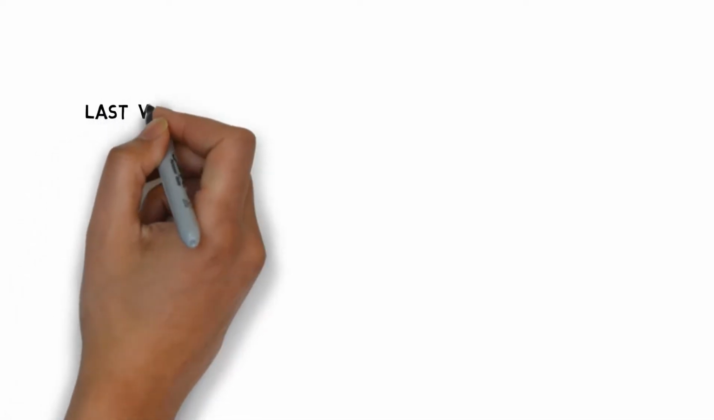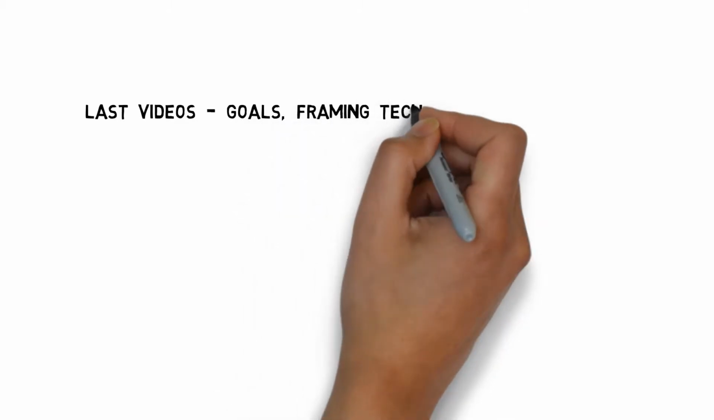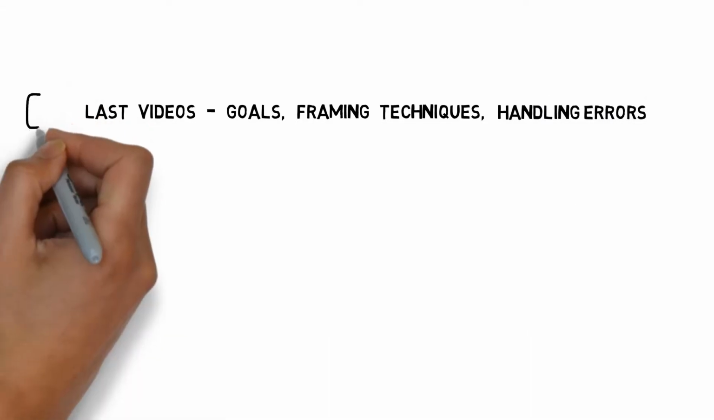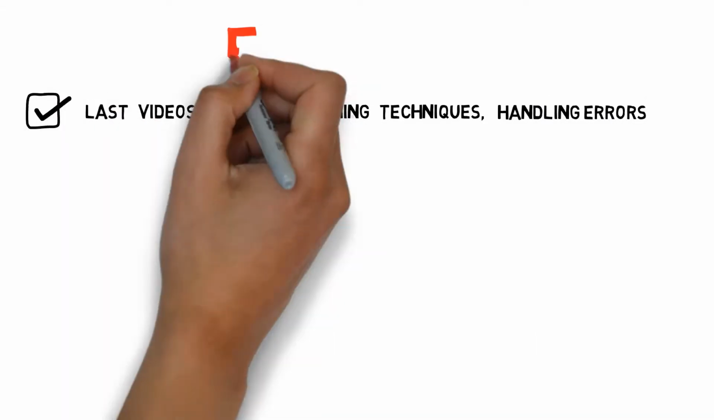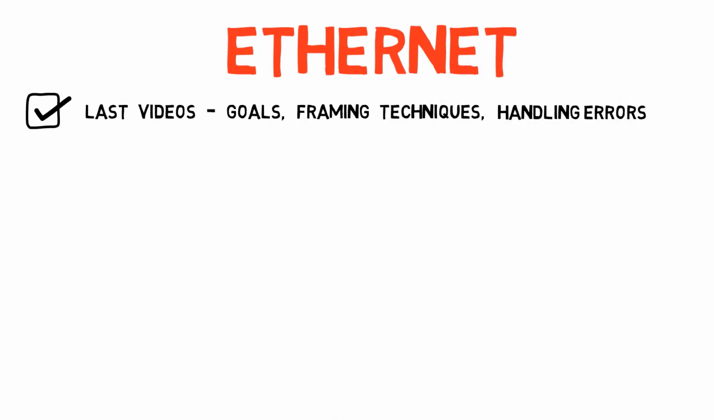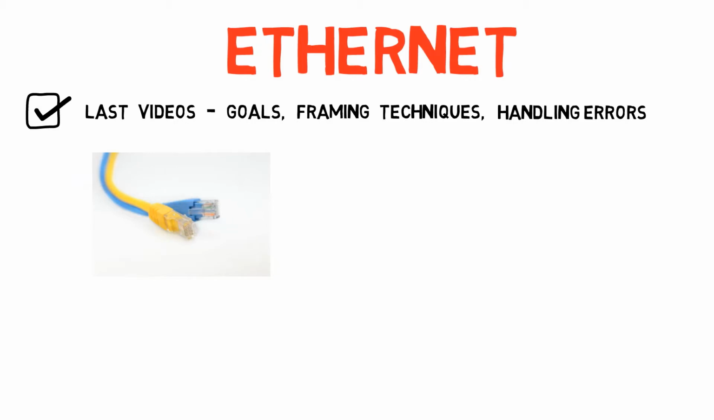So far in this module, we've covered the goals of the data link layer, framing techniques, and handling errors. Now, we are finally ready to meet our first protocol, Ethernet. Whether you've been aware of it or not, you've probably used Ethernet in the past. Do these cables look familiar? These are Ethernet cables. Ethernet is extremely popular and is the most widely used data link layer protocol, at least where the devices are linked by physical cables.